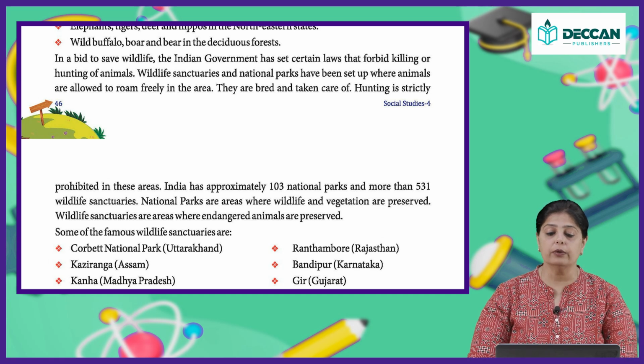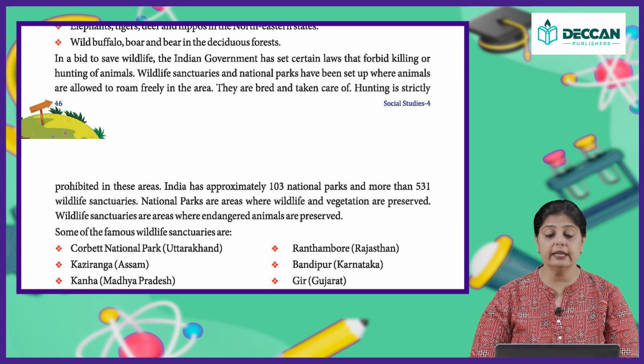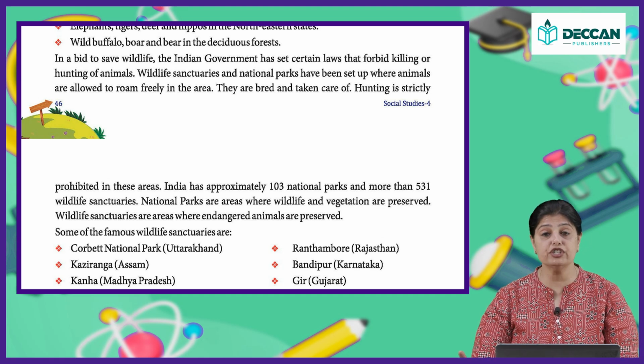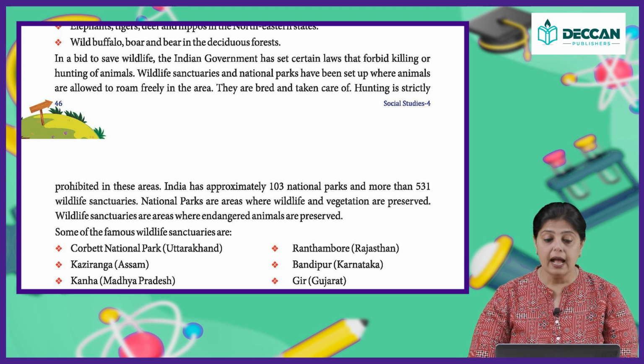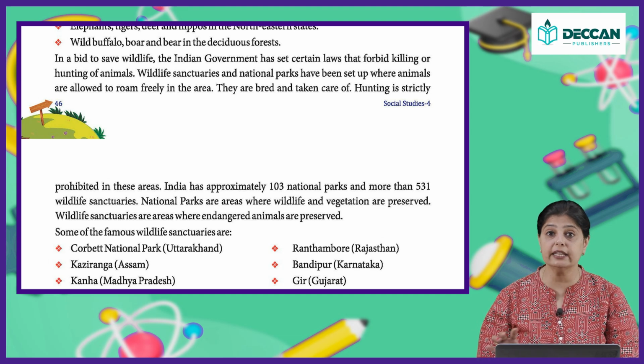So, now India has approximately 103 national parks and more than 531 wildlife sanctuaries. National parks are the areas where wildlife and vegetation both are preserved, and wildlife sanctuaries are the areas where endangered animals are preserved and taken care of.